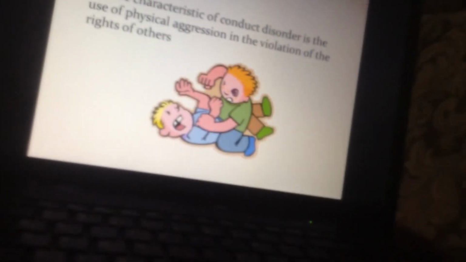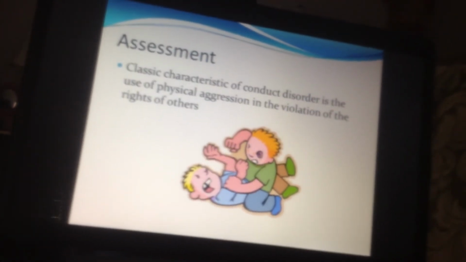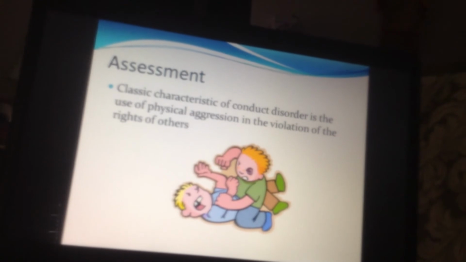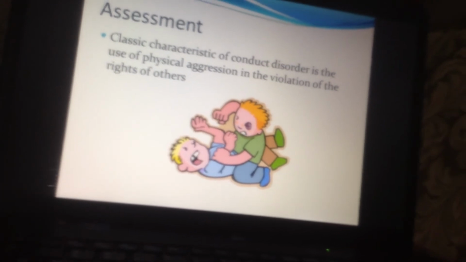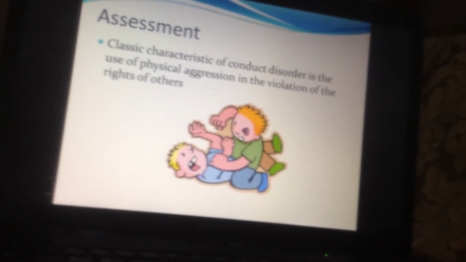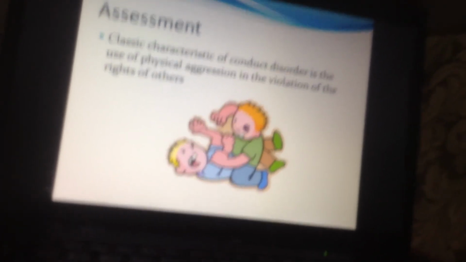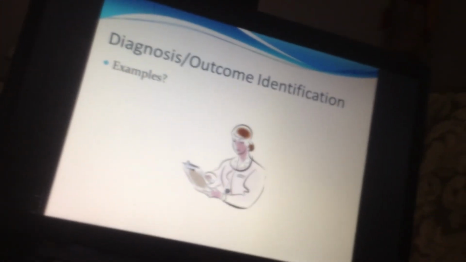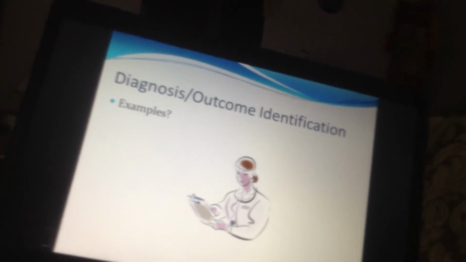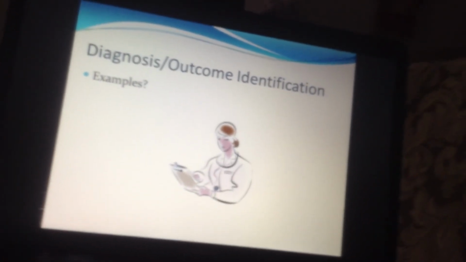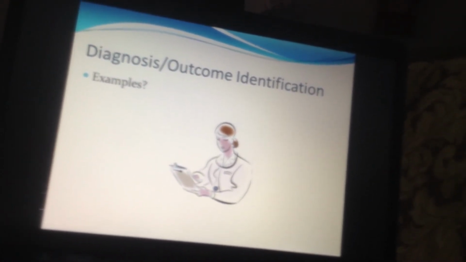Now, one of the things that distinguishes conduct disorder is that these kids do not feel guilty about what they do, or they do not have any feelings of remorse. So not feeling guilty even though they're violating the rights of others is the characteristic of this disorder. Okay, some of the nursing diagnoses are risk for other-directed violence, impaired social interaction, defensive coping, and low self-esteem. So you can look at those.